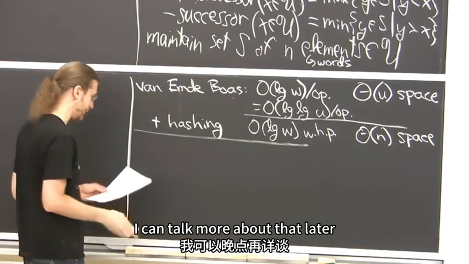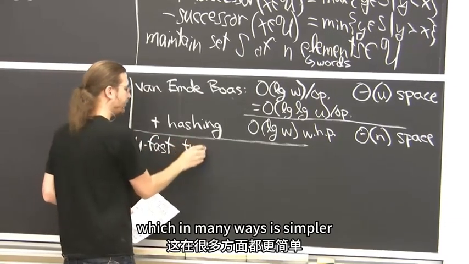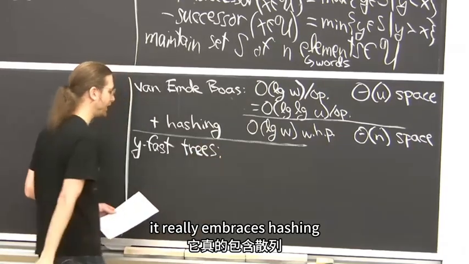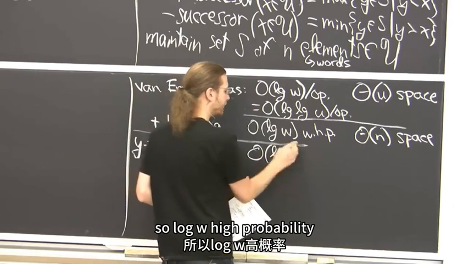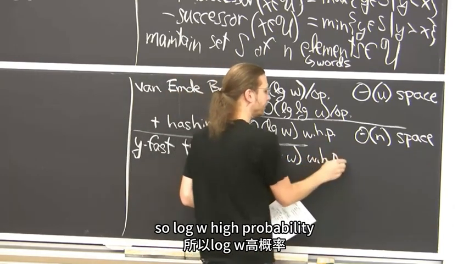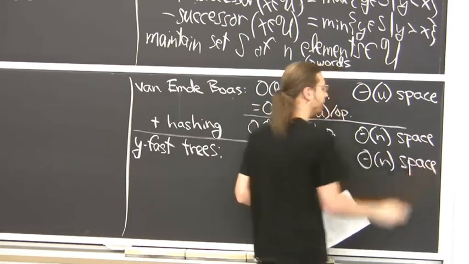I can talk more about that later. Then, alternatively, there's another data structure which in many ways is simpler. It really embraces hashing. It's called Y-fast trees, and achieves the same bounds. So log W, high probability, and linear space. It's basically just a hash table with some cleverness.